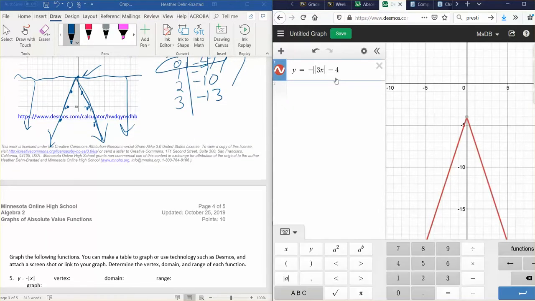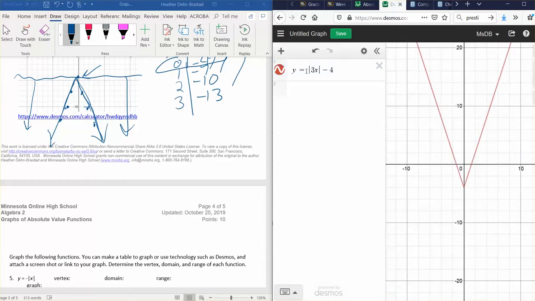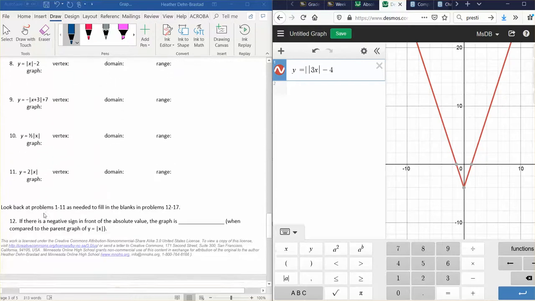What if I multiply this by a number? I'm going to take the negative away for now. If I have this function here and then I multiply it by something like 4, is it going to make it skinnier or wider? It made it skinnier. What if I multiply it by like 0.5? It made it wider. So you can experiment and see what happens to answer these questions at the end.